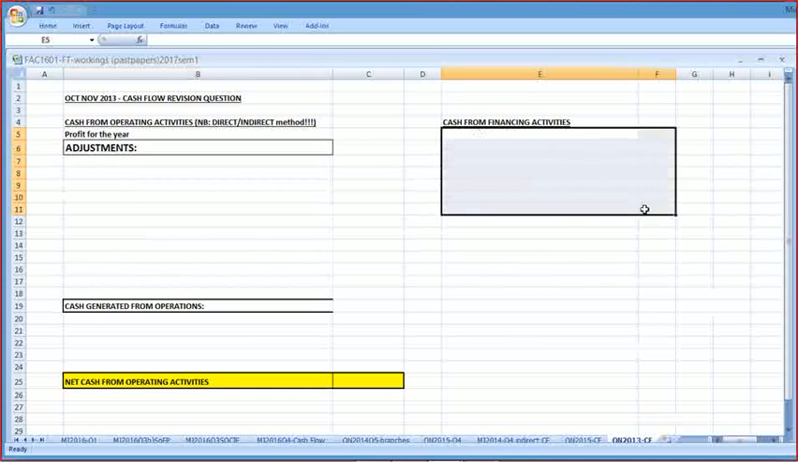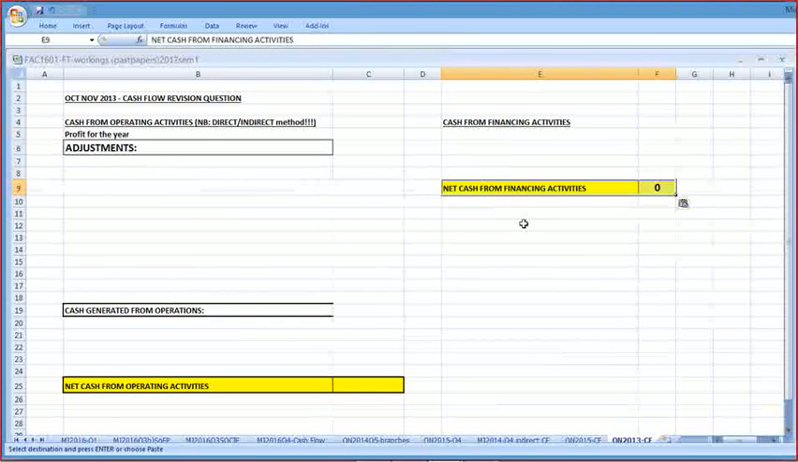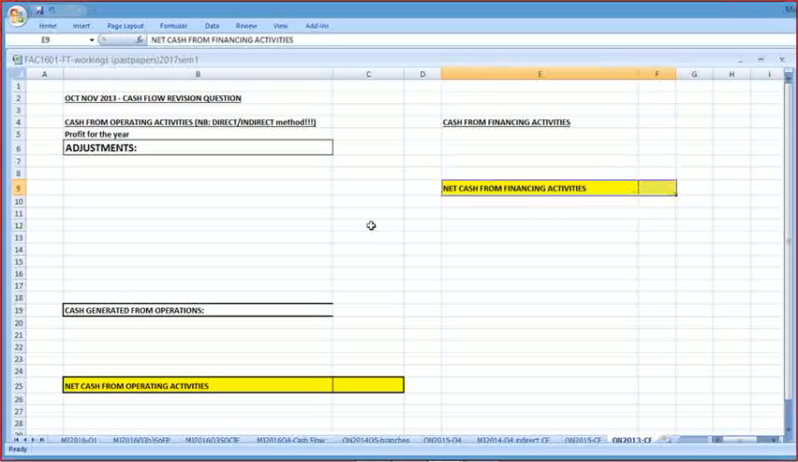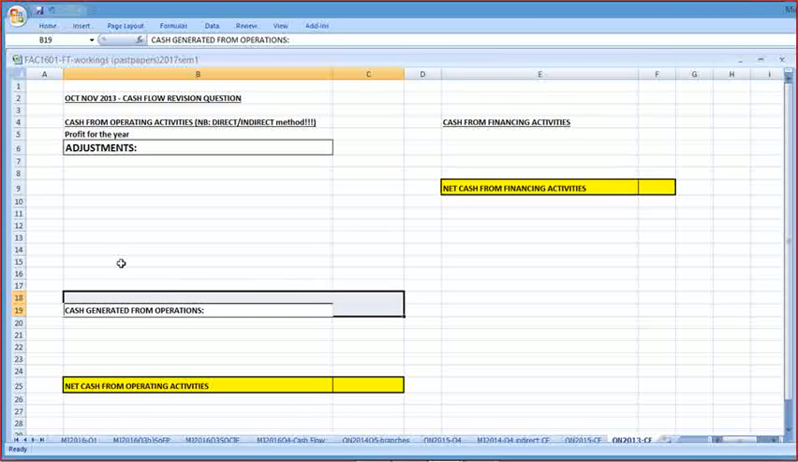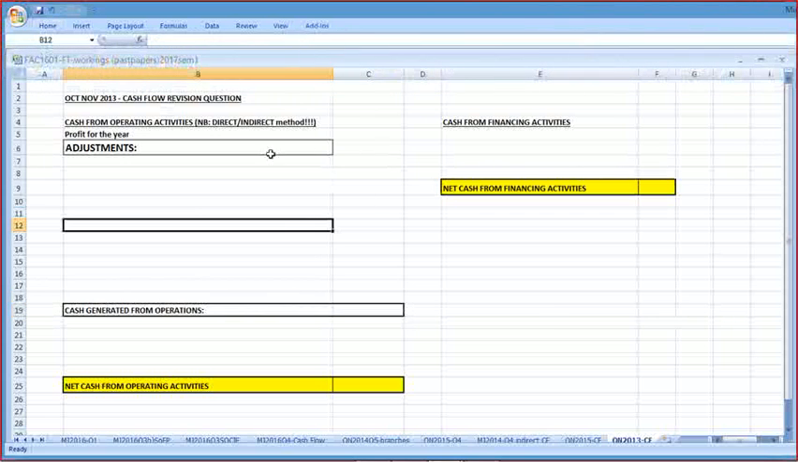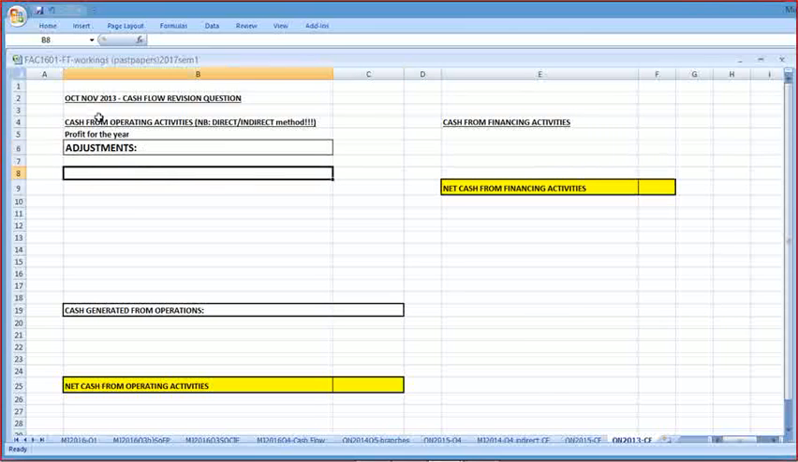Obviously cash from financing, it's literally just one heading and a total. Whatever the total is. Makes sense? Okay. I'm just writing it down. Then, now what?